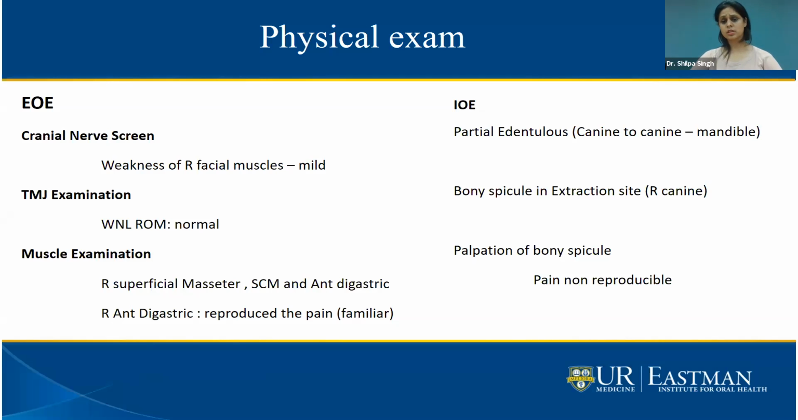Obviously, there was a partial edentulous area in the mandibular arch, canine to canine, which is understandable, and now we know why it happened. There was also a bony spicule in the extraction site on the right side of the canine. When we palpated it, it was a little tender, but not really able to reproduce the pain she was having.